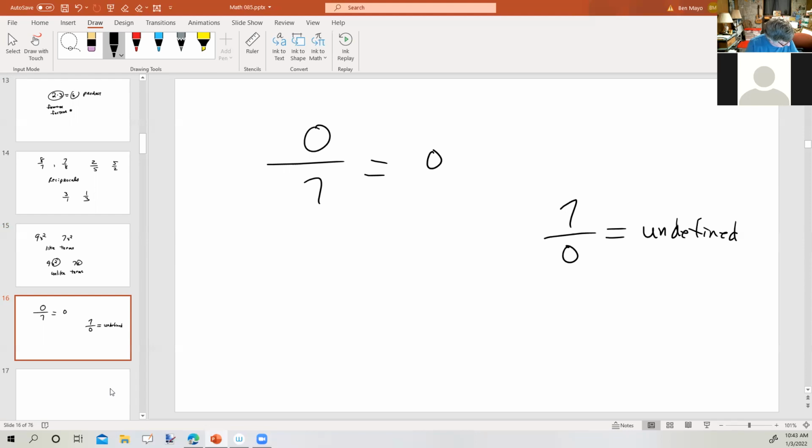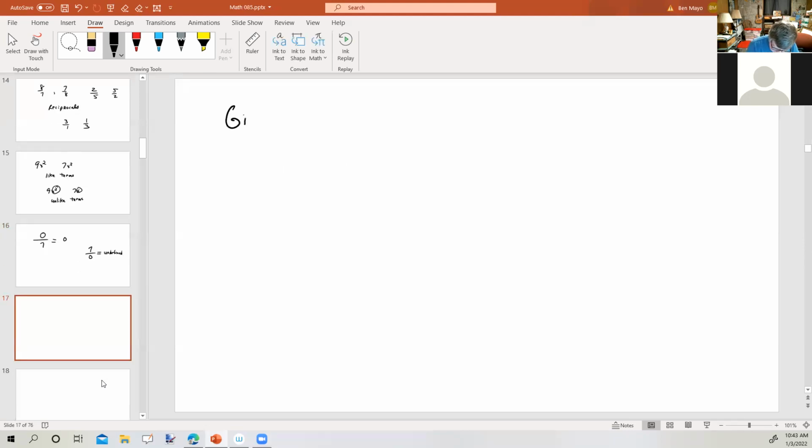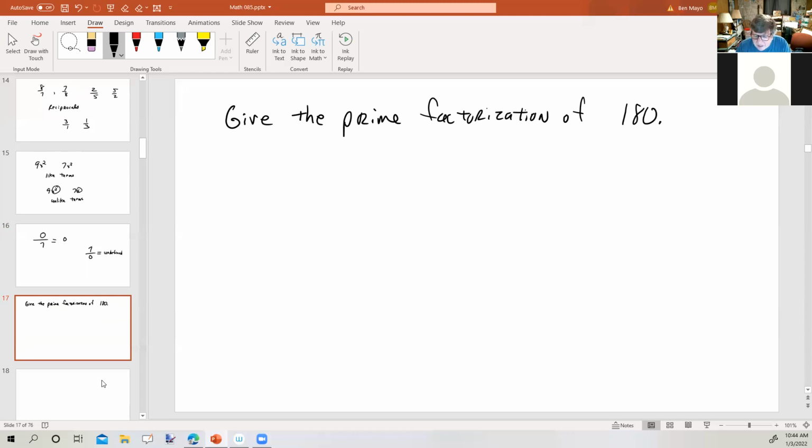Okay, how about this? It says give the prime factorization of 180. Prime factors, they are what? Whole numbers larger than 1, whose only divisors are the number itself and 1. If we take a number like 180 and we break it down into its prime factorization, we're going to write it as a product of prime numbers.